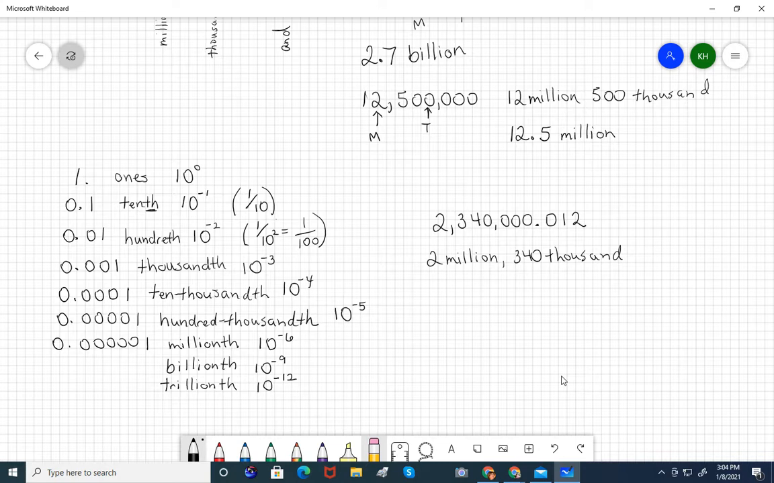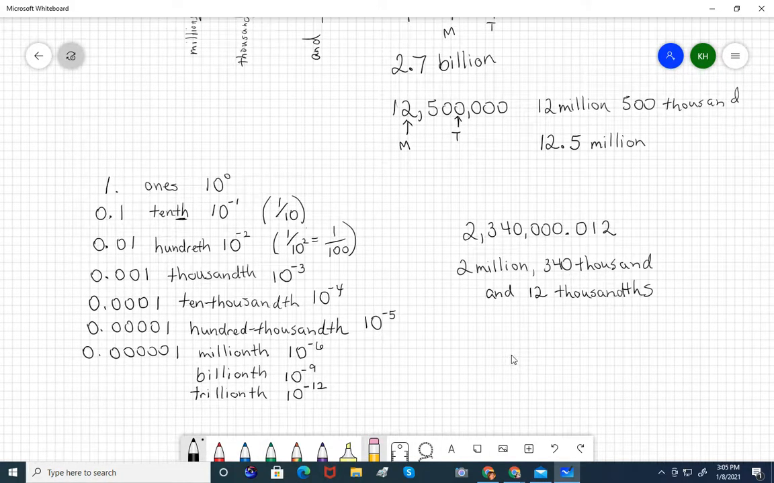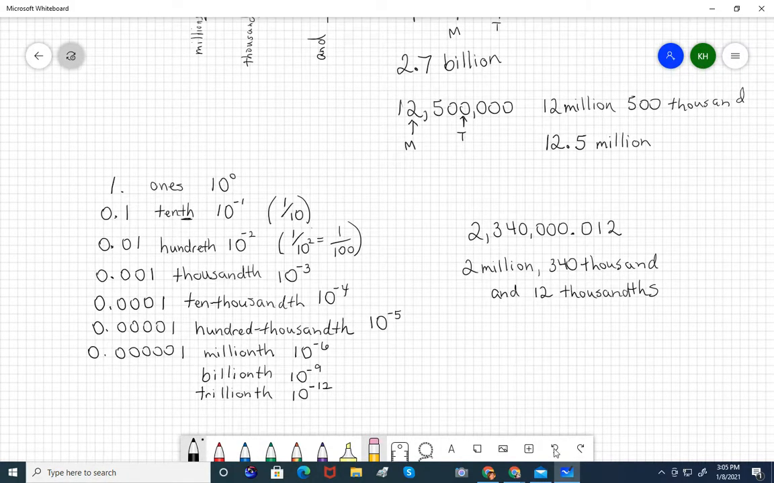We don't have to read anything for all these zeros. The decimal point is the "and". This looks like the number 12. That's the tenths, hundredths, thousandths. That's in the thousandths place, so 12 thousandths. 2,340,000 and 12 thousandths. All right then. Hopefully this will help you if you're a little confused about place value. Once you learn the pattern, it's really pretty straightforward.